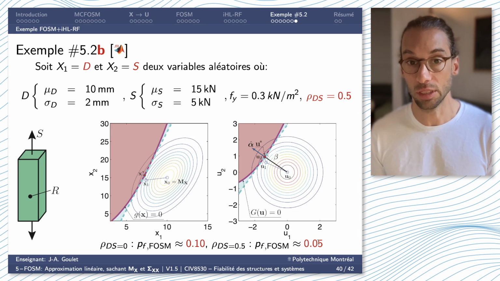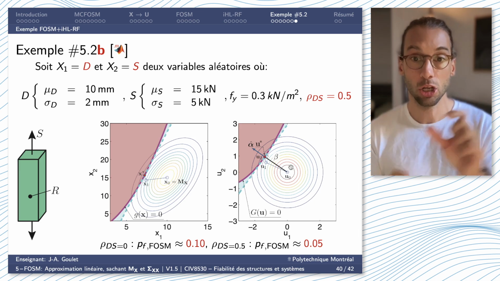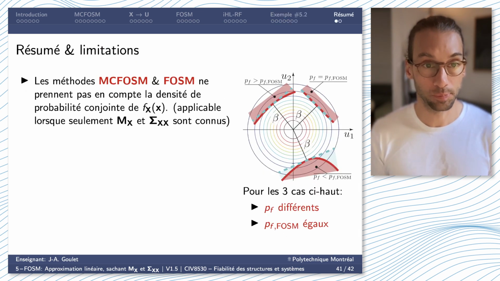It is now 0.05. And why, if I don't have correlation here, can I have a change in the probability of failure? It is because the correlation is taken into account when transforming from my original space to the standard normal space through that Cholesky decomposition in my L matrix.